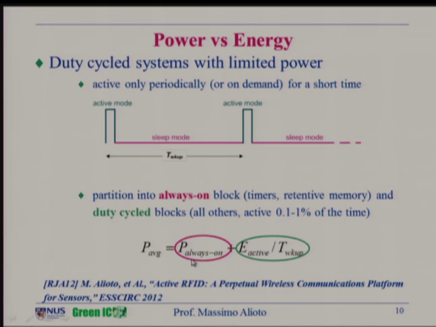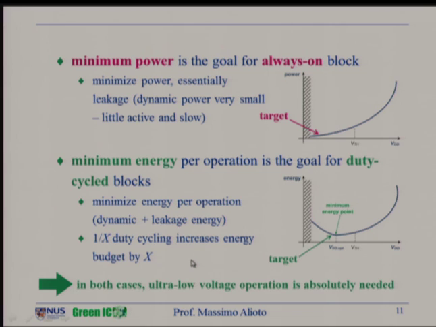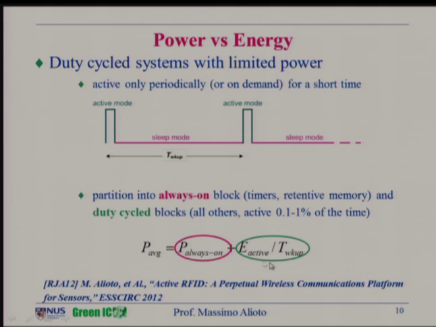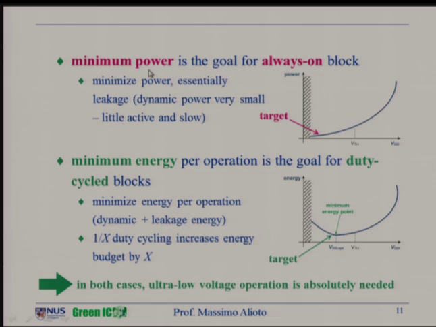Basically, minimizing power is something that matters for always-on blocks, because we want to minimize this and that. So power matters for always-on blocks, whereas energy matters for duty cycle blocks. So that's why I'm saying that we should minimize power for always-on blocks and energy for duty cycle.